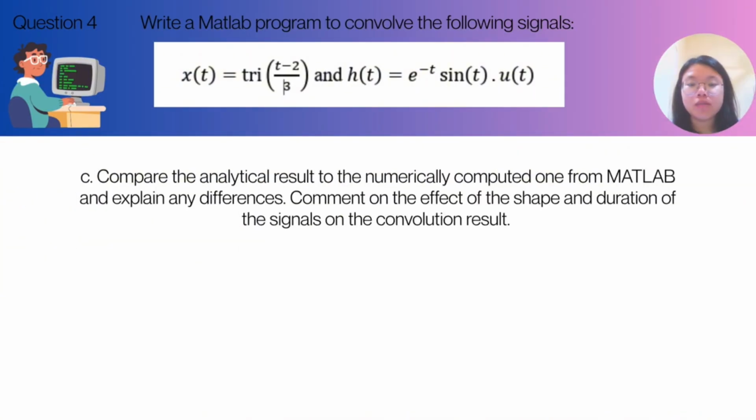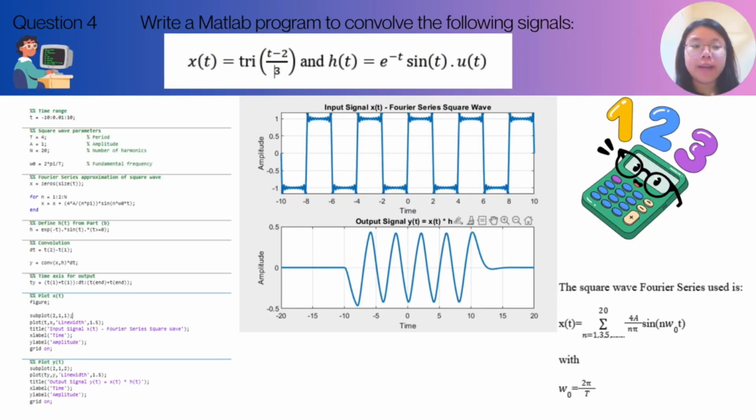C. Compare the analytical result to the numerically computed one from MATLAB and explain any difference. Comment on the effect of the shape and duration of the signal on the convolution result. We need to write a MATLAB program to convolve a square wave x(t) approximated using its Fourier series with only odd harmonics and coefficients 4/(πn), with a damped sine impulse response, h(t) equals e^(-t) sin(t) u(t), which starts at t equals 0 and decays exponentially.